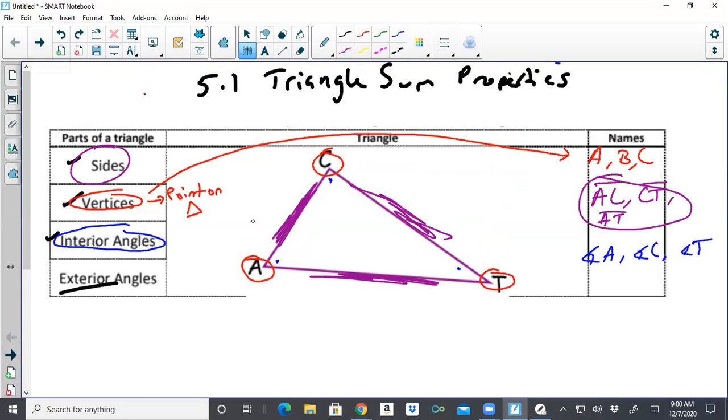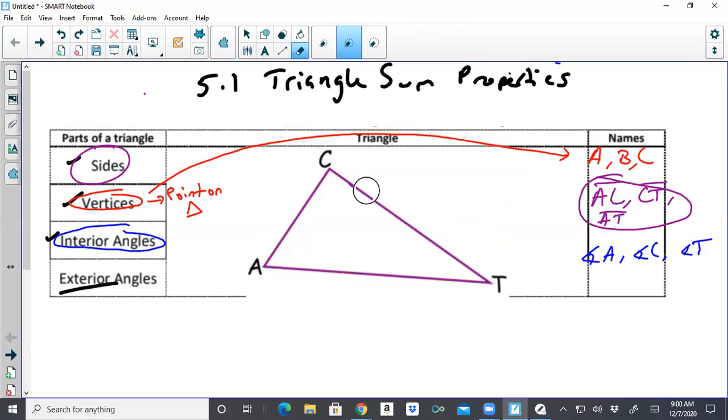Then the last one is exterior angles, and this one's a lot trickier. This one isn't one that we use very much, but it can pop up now and then, so just make sure you know what it is. What an exterior angle is: if I were to take this line and extend it. See how I've just taken line TA and I've extended it?